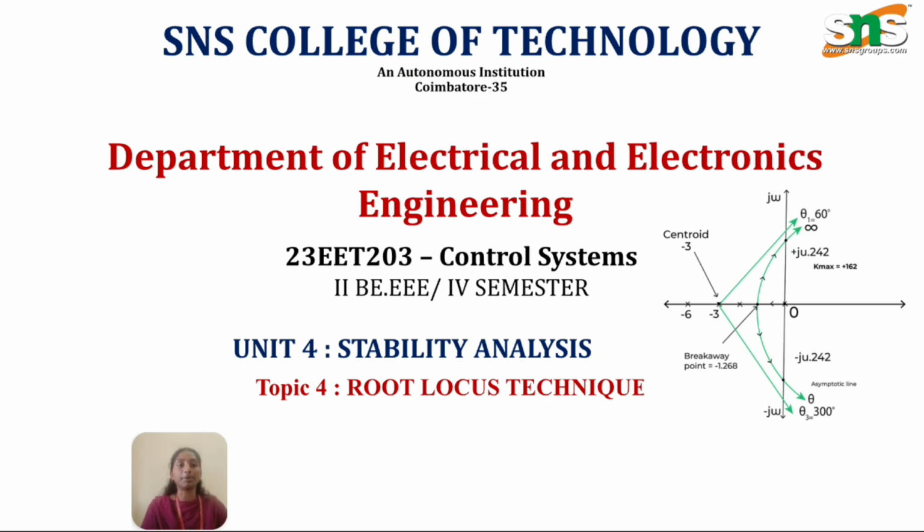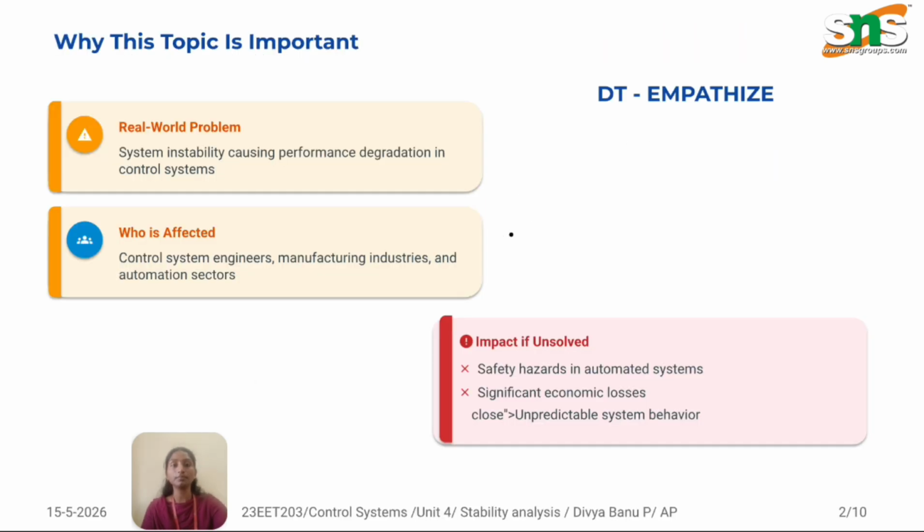So the part of the graph which is shown in the slide indicates what we have to first calculate, and we have to mark it in a graph in order to find the stability of the given transfer function. So why is this topic important? Again, without stability, it causes many problems in industries. Control system engineering gets affected, and manufacturing industries and automation sectors.